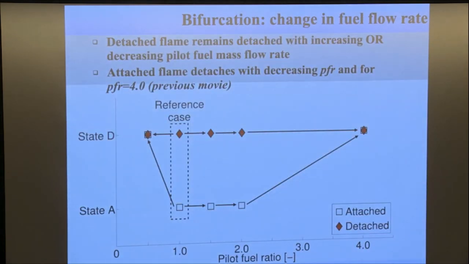Now, you can build those diagrams. We did quite a few simulations to match that, and you see here the results. This is the PFR, the pilot fuel ratio, and this is the state, so this is detached, and this is attached. So if you start from an attached case, and you increase the flow rate, you just saw that you can go to detached. But when you do the same thing for the detached case, you can do what you want, you never can come back here. In other words, it doesn't help to inject a lot of fuel. If the flame is detached, it will stay detached.